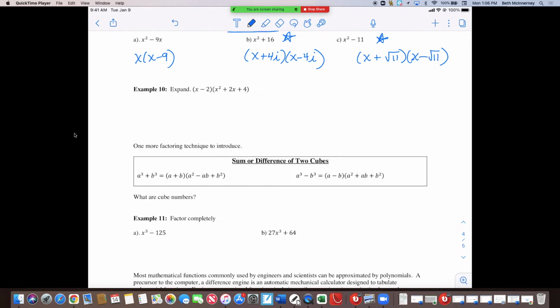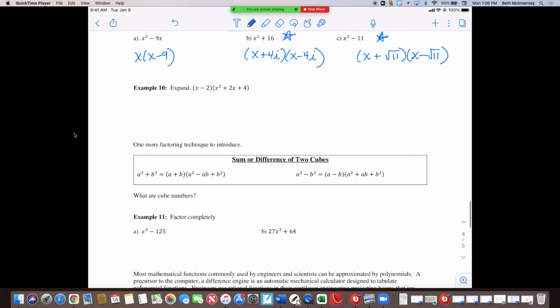Okay, so I'm going to distribute. I personally like to take, when it's a binomial times a trinomial, x times the trinomial minus 2 times the trinomial. You can do the binomial times each individual term. That does the job too. So I'm doing this first. So I'm going to get x cubed plus 2x squared plus 4x minus 2x squared minus 4x minus 8.